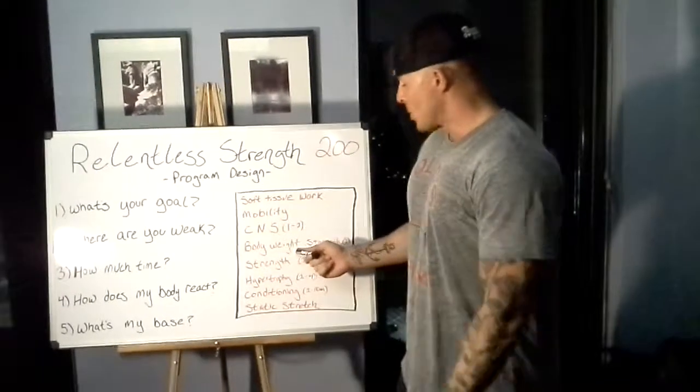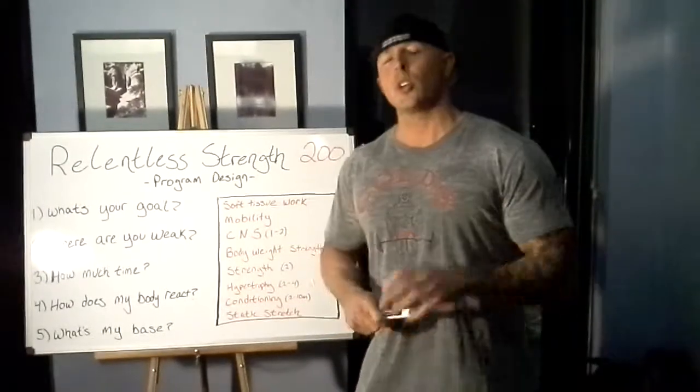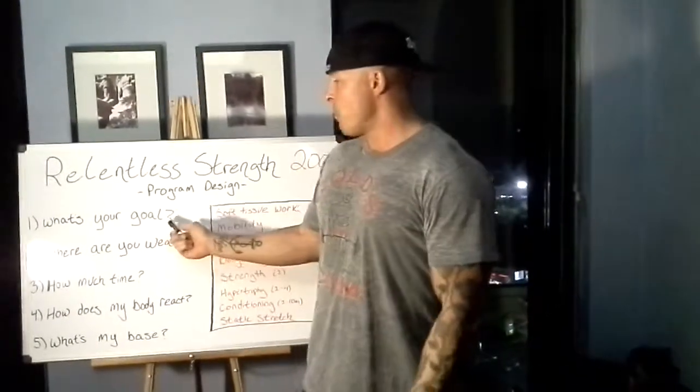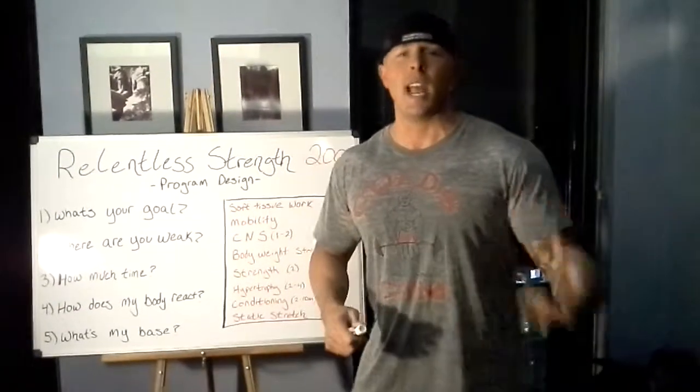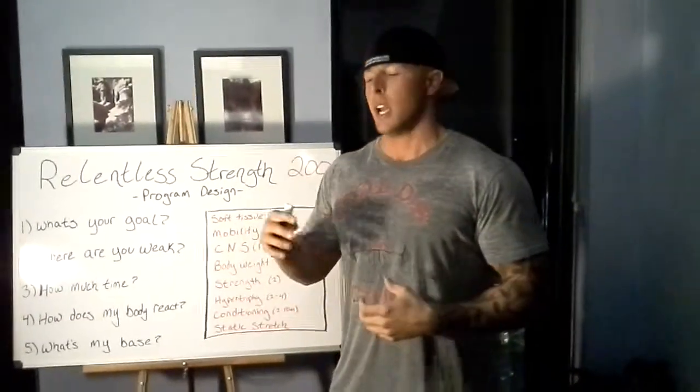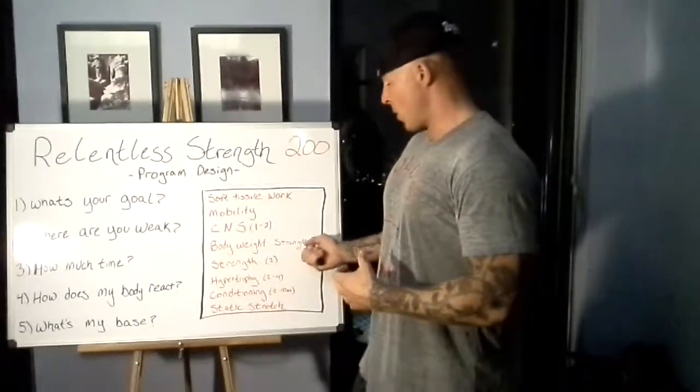Next thing I'll do is what we call body weight strength. So in my program, I'll choose 2 weak points each month from right here, and we will work on our body weight strength. It could be a hamstring exercise. It could be a variation of a push-up. Whatever I'm trying to cover, I will cover that first.